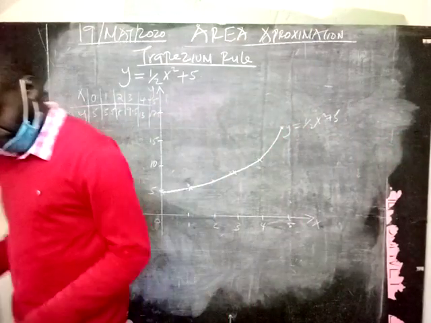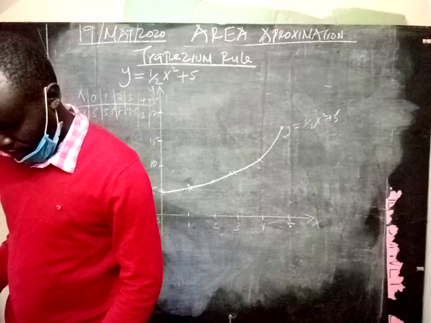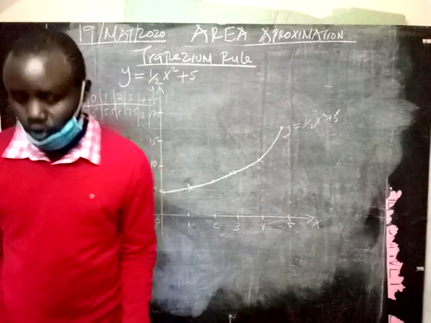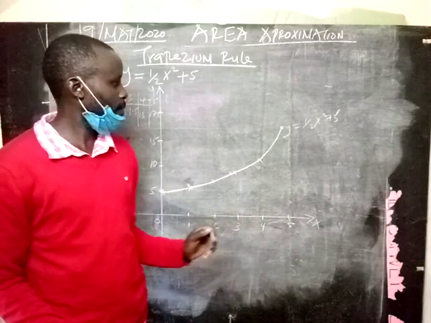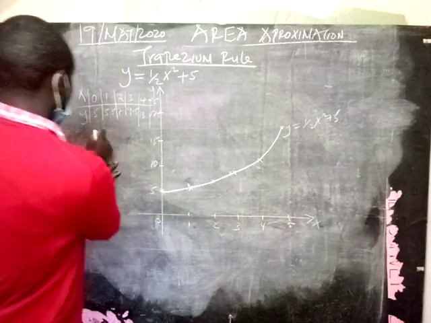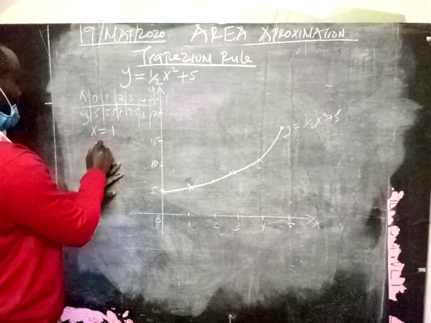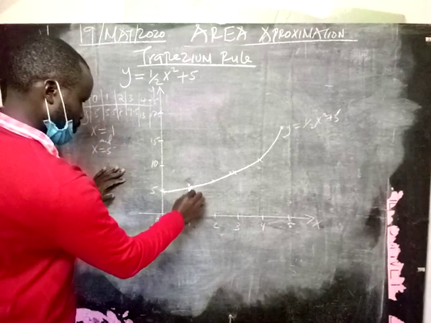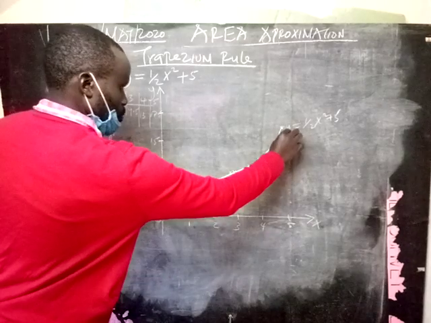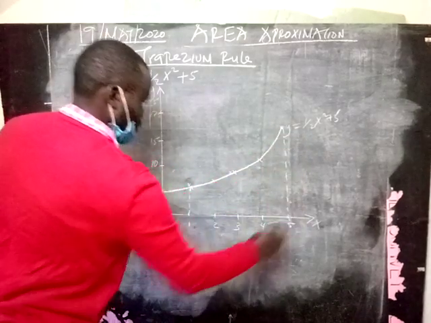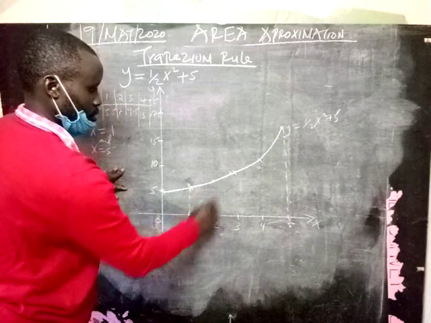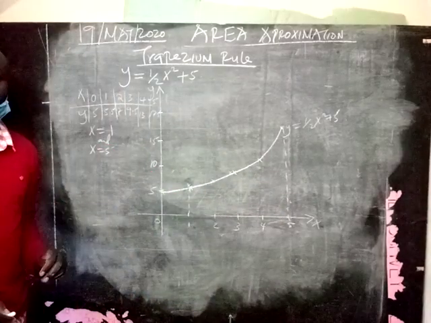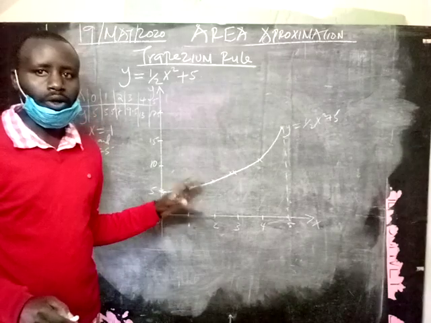And we want to find the area bounded by this curve between x equals 1 and x equals 5, from this point to this point. We want to find this area here. This is the area we are looking for.